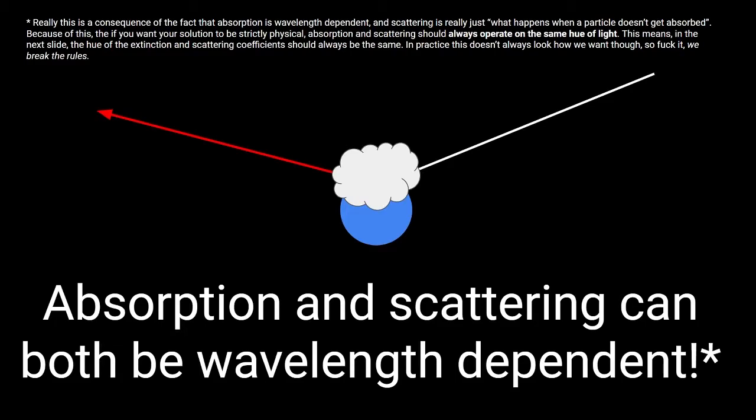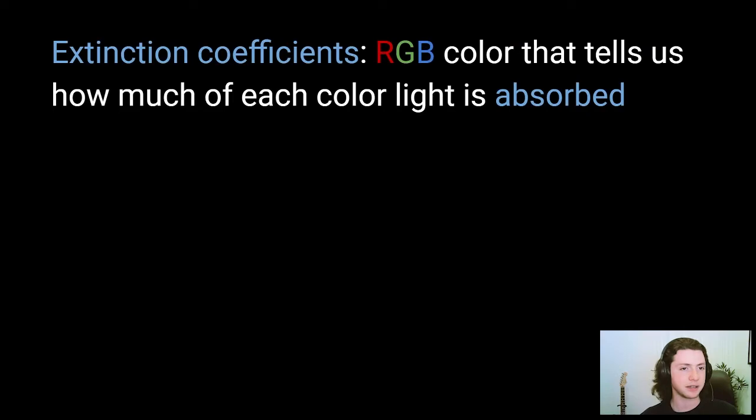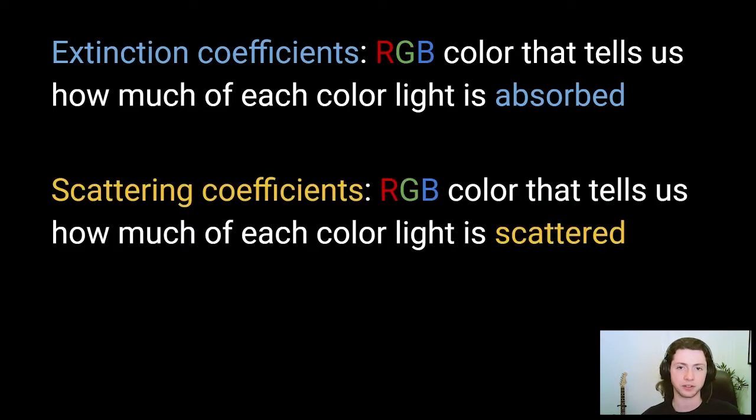So we sort of know what we want to do. We need to have something that is wavelength dependent, right? That can model absorption, so light getting attenuated, and can model scattering, so light getting kind of reflected around the volume. And we're going to do this with two sets of numbers: the extinction coefficients and the scattering coefficients. These are both RGB colors, and the extinction coefficients tell us what color of light gets absorbed, and the scattering coefficients tell us what color of light gets scattered by the volume.